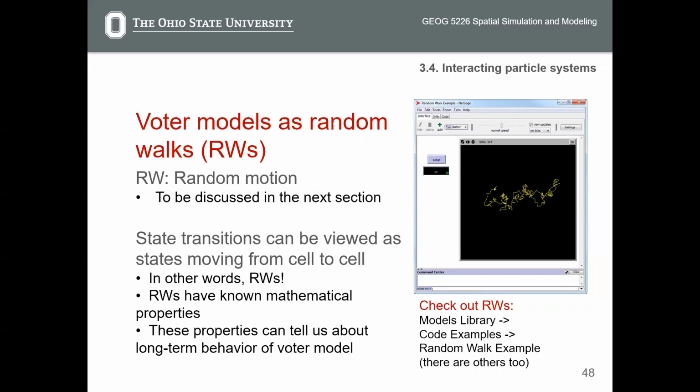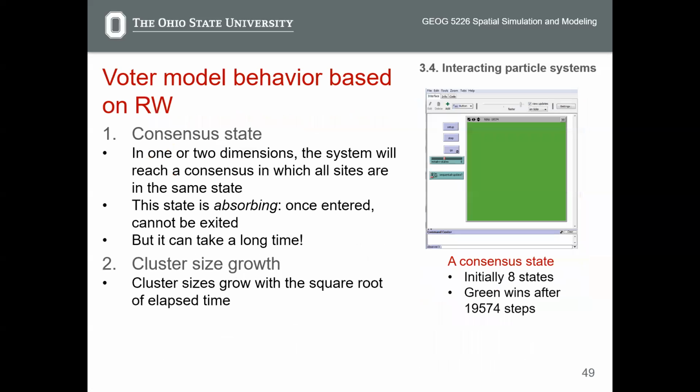Here I'll just give you the concept, addressing the relationship between voter models and random walks. You should know that random walks models are a part of voter models. And random walk models have other properties.